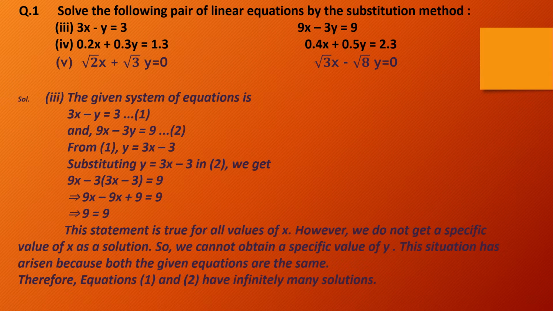Why do we say this? Because if we don't get a specific value of x as a solution, we cannot obtain a specific value for y. This situation has arisen because both the given equations are the same. So when the equations are the same, we say that equation number first and equation number second have infinitely many solutions.